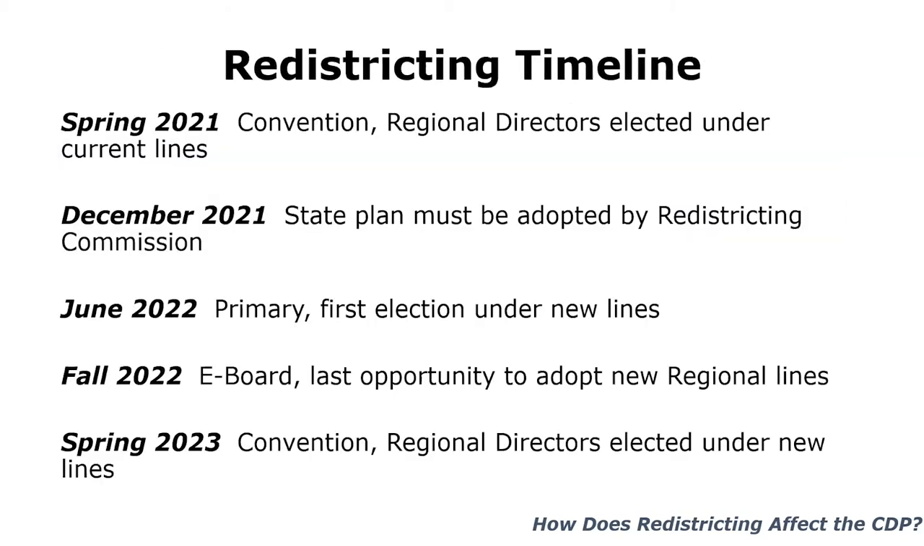And so what you have in front of you now is the redistricting timeline. In spring of next year, 2021, is convention where regional directors are elected under the current lines we have. Then in December of 2021, the state plan must be adopted by the redistricting committee, which is a lot of what Micah and Rosalind were talking about earlier. Then in June of 2022, the first election is conducted under the new drawn lines. In fall of 2022, the executive board is the last opportunity to adopt new regional lines. And going into spring of 2023, in a little over 2 years from now, is the convention where the regional directors are going to be elected under the new lines that are created.